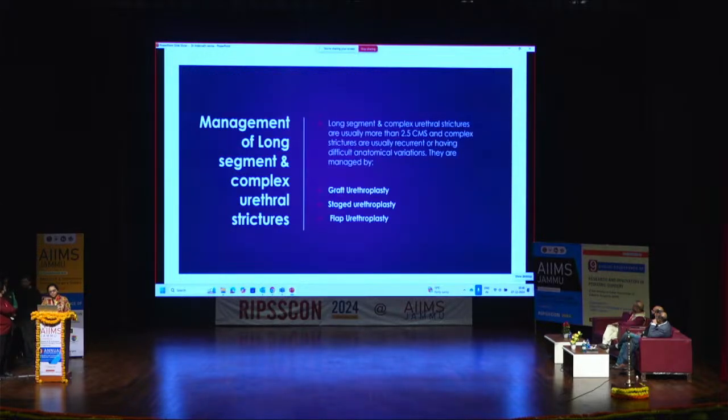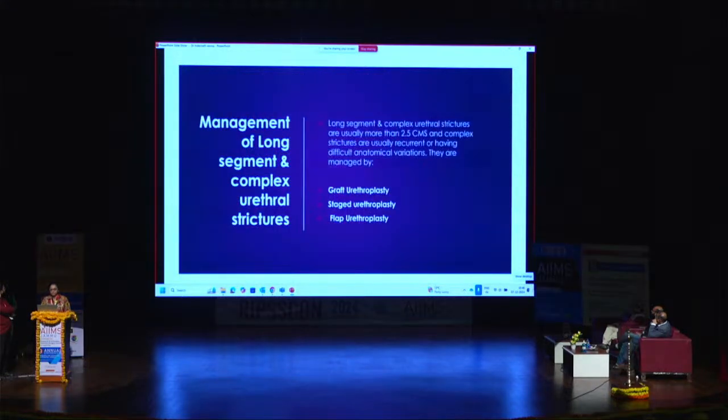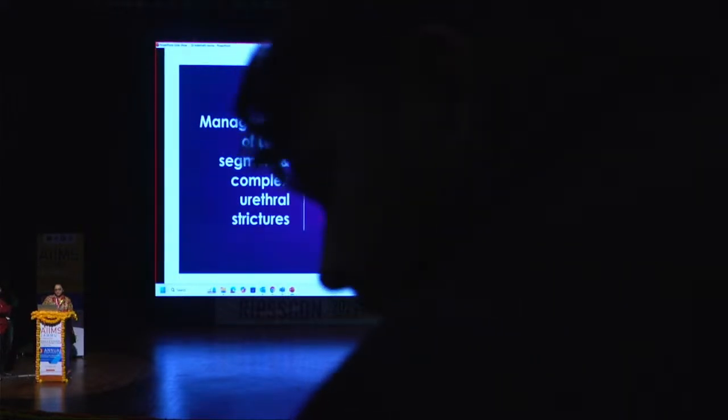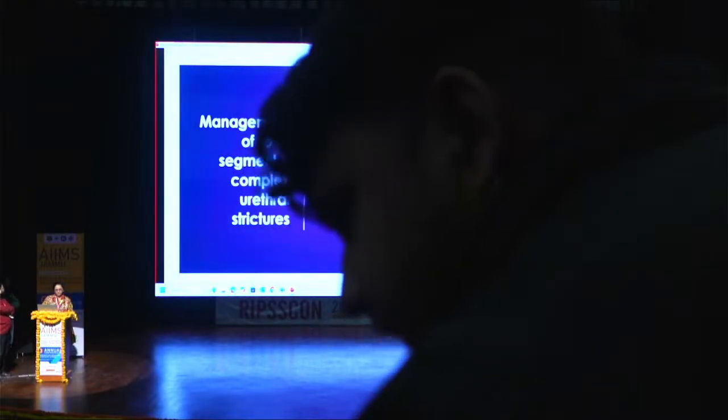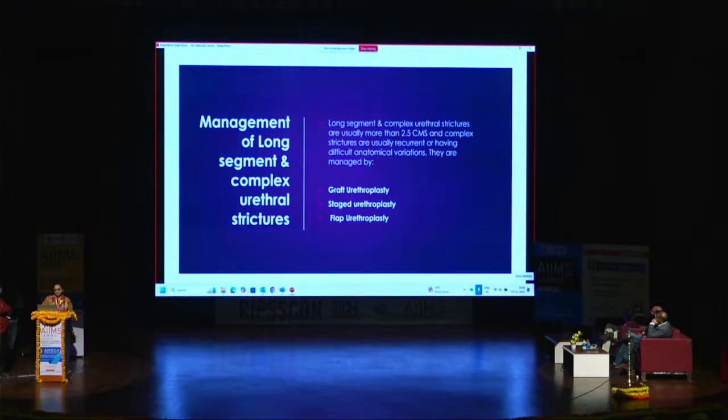Yeah, this is the photograph. Okay. Now the management will come to the main thing. This is a photograph of anastomotic urethroplasty. So now we focus on long segment and complex strictures. By definition, long segment is anything more than 2.5 centimeter and complex strictures are recurrent or having different variations. They are managed by graft urethroplasty, staged urethroplasty, and the flap urethroplasty.